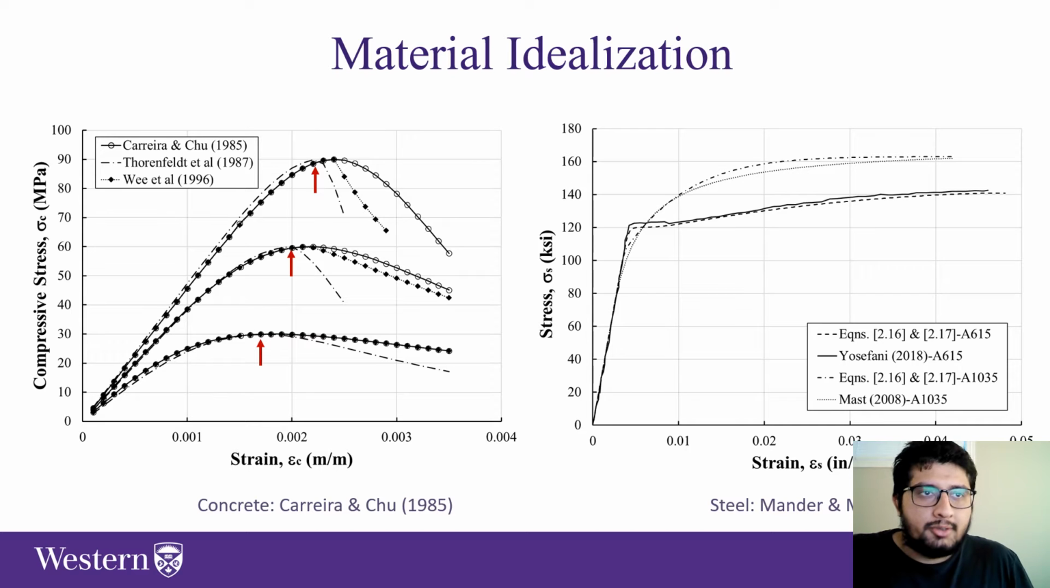The figure on the right is showing the variation in steel stresses on the vertical axis with the strains on the horizontal axis. The graphs labeled equations 2.16 and 2.17 refer to the steel idealization by Mander and Matamoros, which was the idealization used in the moment curvature analysis of this chapter. In this figure it is compared to the other results by Yosefani for A615 grade 100 and Mast for A1035 grade 100, and the results are very close, which is good.